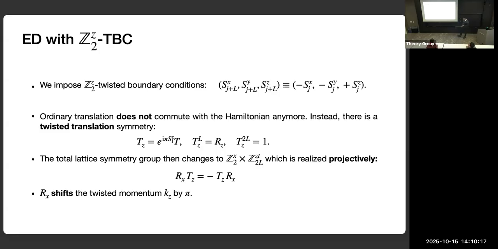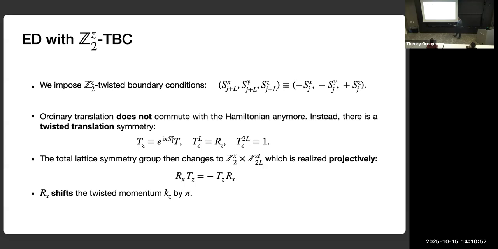But importantly, the translation operator no longer commutes with such a twisted Hamiltonian, so I need to modify my translation operator as well. So now there is a twisted translation symmetry, T_Z, which is the old translation times just the local representation of this spin rotation symmetry. The property of it is that when you translate by L sites, of course, you are conjugating by your global symmetry operator, so T to the L is no longer 1, instead it is R_Z, and T to the 2L is now identity. So now when I do the ED, I'll use a quantum number that's a quasi-momentum number that is 2 pi over 2L.